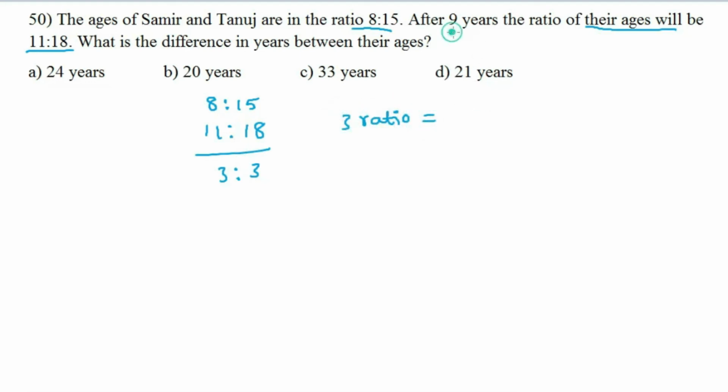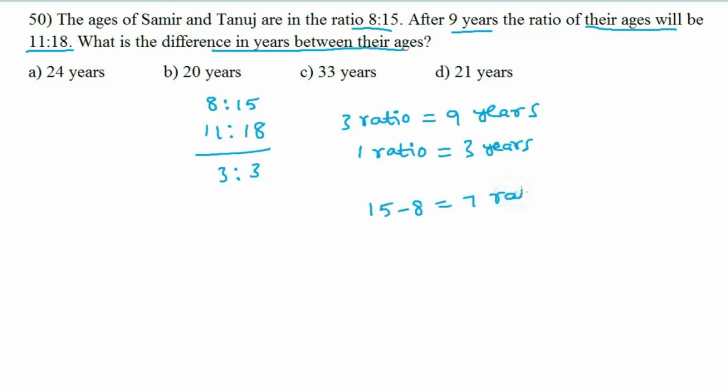So 3 ratio equal to 9 years after 9 years. So 3 ratio equal to 9 years. So 1 ratio equal to 3 years. Difference in years between their ages. 15 ratio minus 8 ratio equal to 7 ratio. Equal to 7 into 1 ratio equal to 3 years. So 7 into 3 years, 21 years. 21 years difference in years between their ages.